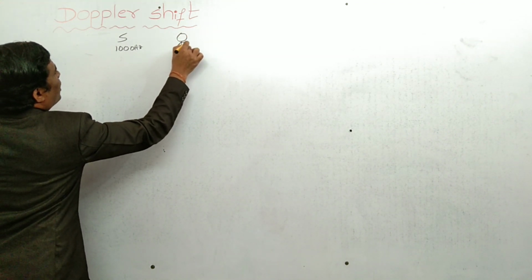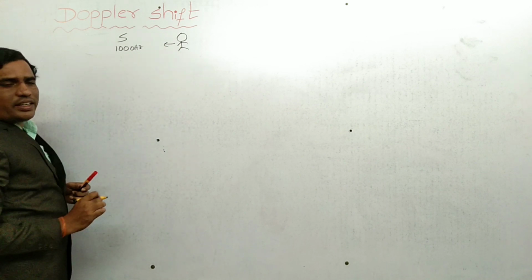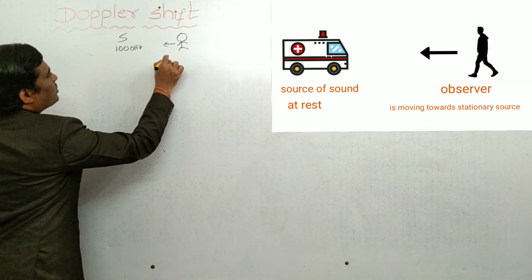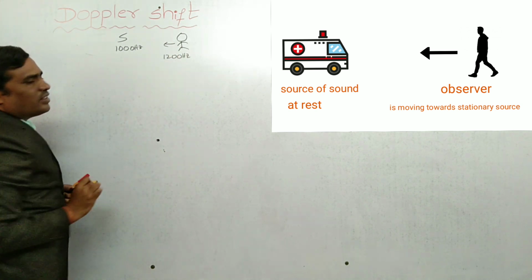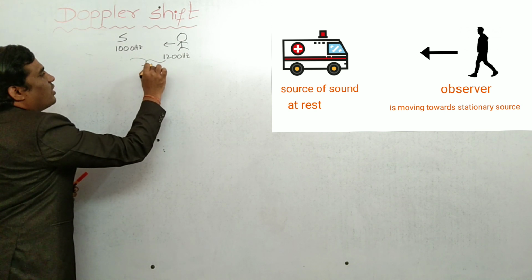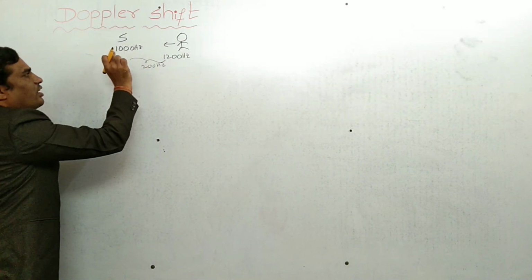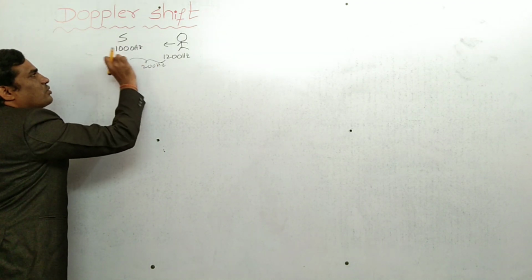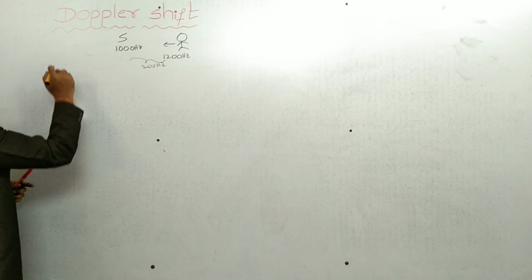Assume that the observer is moving towards the source. Now in this case the frequency increases. Suppose the apparent frequency heard by the observer is 1200 hertz. Now there is a shift in the frequency, that is 200 hertz. It is called a Doppler shift, the difference between the actual frequency produced by the source and the apparent frequency heard by the observer.